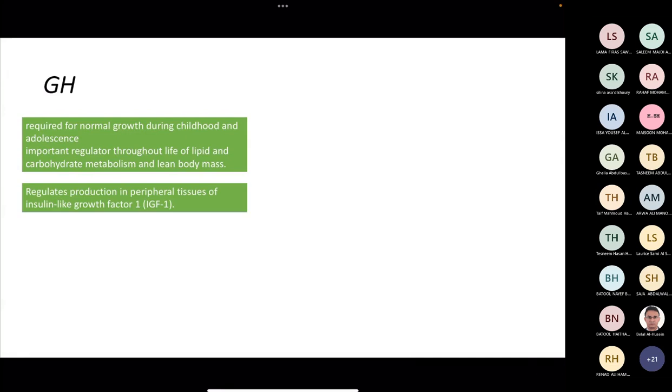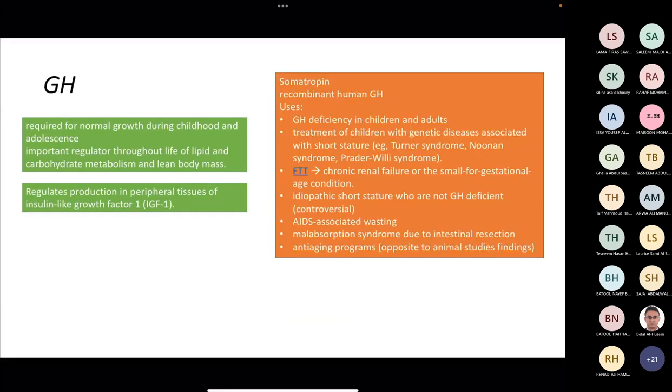Now, as we said, when growth hormone is released from the anterior pituitary, it travels through the circulation to reach the liver, which releases IGF-1. Growth hormone has natural forms or analogs that could be used therapeutically to treat many conditions. We have growth hormone deficiency in children and adults. If you detect that growth hormone is missing, you could supplement it. Some genetic disorders like Turner syndrome, Noonan syndrome, or Prader-Willi syndrome have a natural defect in growth hormone release, so you have to acquire it from the outside.